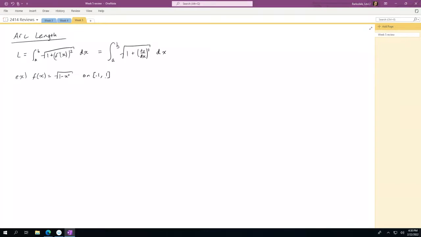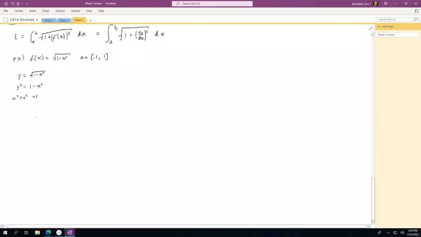X squared tells me parabola, but the square root tells me something different. All right, so we'll just start. y is equal to the square root of 1 minus x squared, right? So y squared is equal to 1 minus x squared. Okay, so it's a sideways parabola.